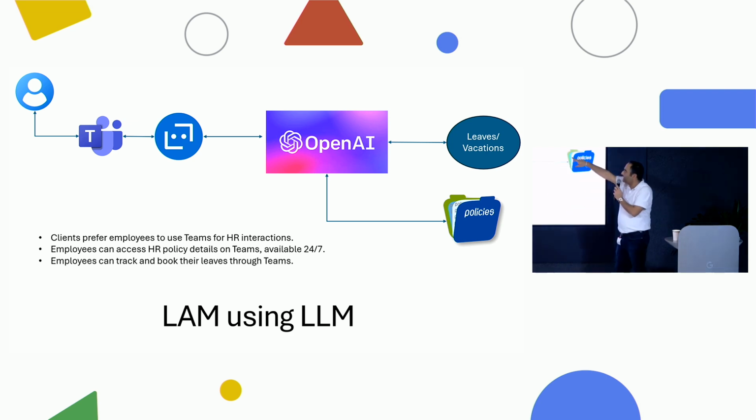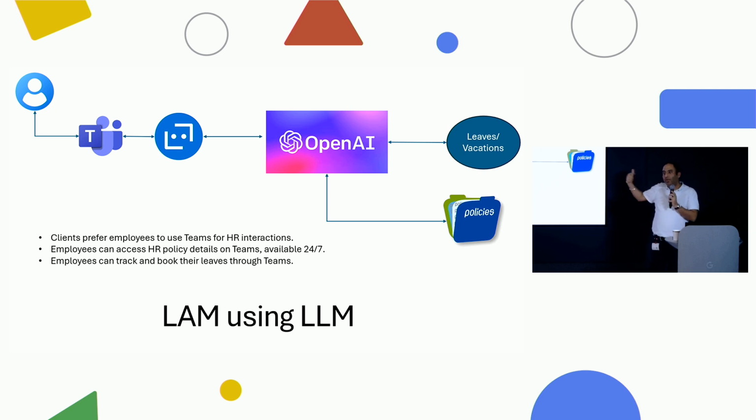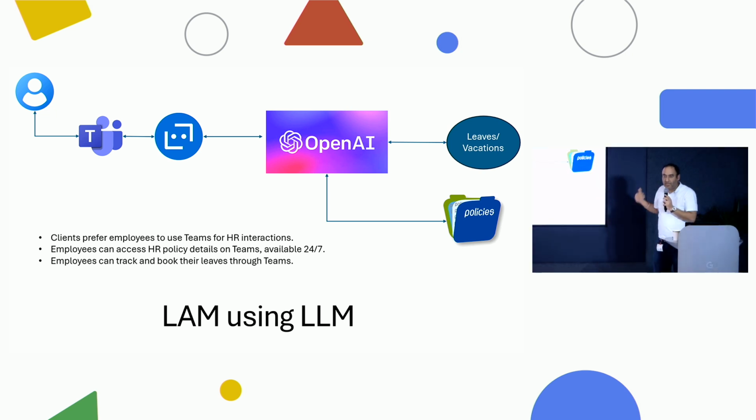So this client wanted LAM with LLM. What is LAM? An action model using the language model. Like I want something to be done by OpenAI or any other LLM, so that it takes my instruction, executes the API and does the things for me. Suppose you say, just book me a ticket to America. It does the ticket booking and gives you the confirmation.